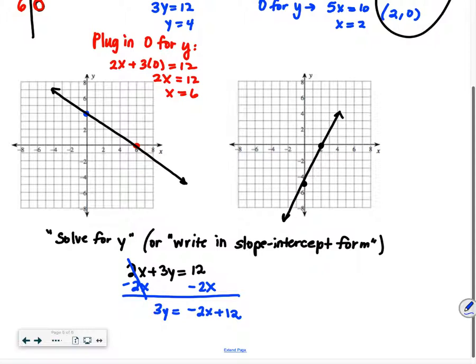We now have 3y. So this is saying 3 times a number, right? So if I want to get rid of the 3, I got to divide it out because I'm doing the opposite operation. So I now have y is equal to negative 2/3 x plus 12. Okay, that was kind of sneaky what I did there. So let's kind of think about that. This is really the same as saying 1/3 of the quantity, negative 2x plus 12.